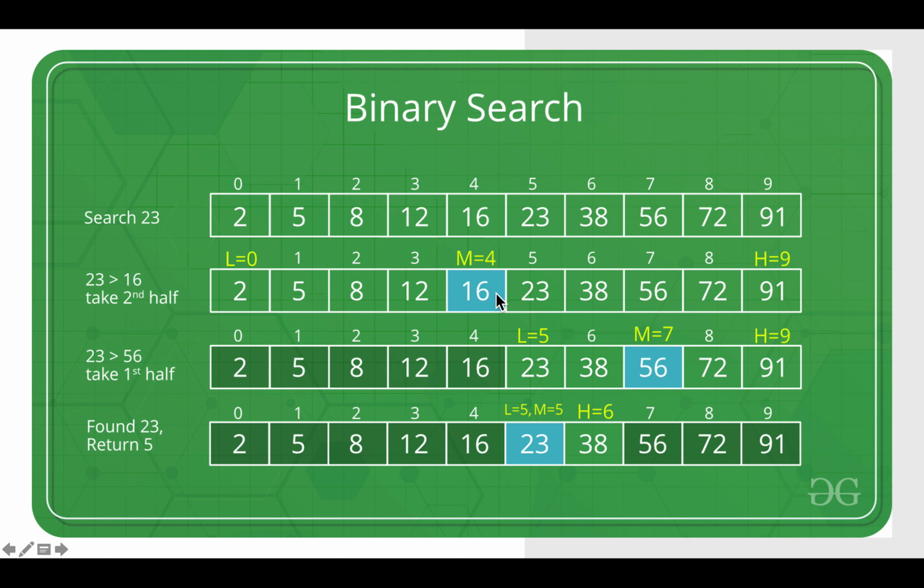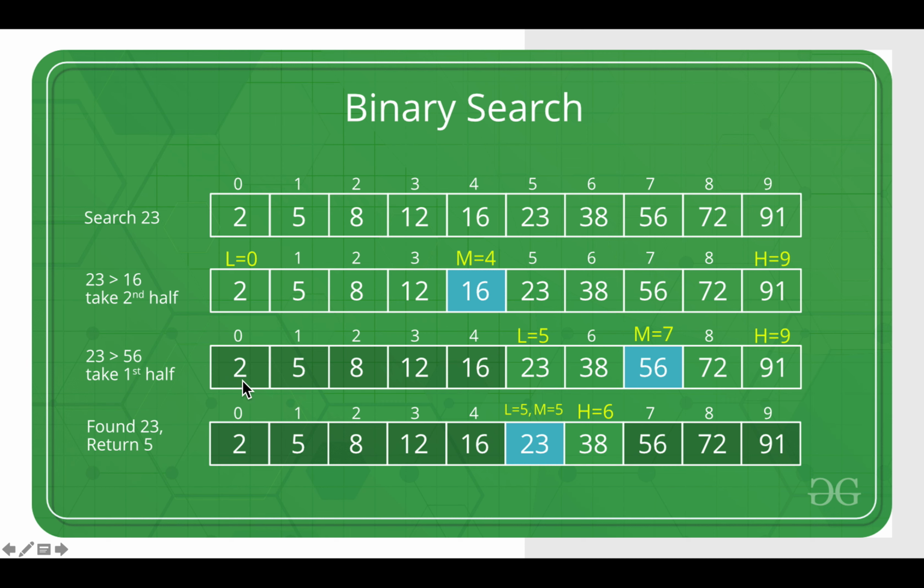And that allows me to eliminate all the elements before my midpoint. So the numbers 2, 5, 8, 12, and 16, I will eliminate all those elements and I will only look at the right side of my list at this point. If the number was smaller than 16, then I would eliminate the right side of my list and only look at the left side.